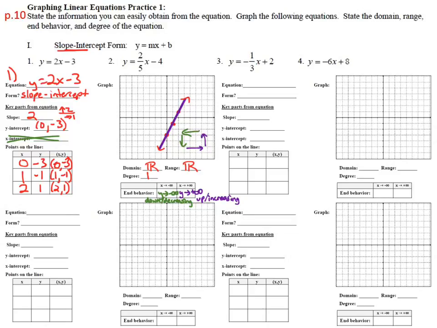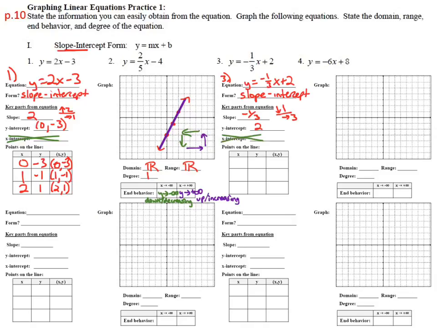Alright, so there's one of our slope-intercept form functions. Let's look at another one just to get some more practice. Let's look at number 3. So we'll write this one over here, and again, numbers 2 and 4, you'll be able to check your answers on Blackboard. So if we have the equation y equals negative 1/3 x plus 2, again, we are in slope-intercept form, that y equals mx plus b. We can see that our coefficient of x gives us our slope of negative 1/3, so that means we're going to be going down 1 to the right 3, and our y-intercept, the constant, is 2.